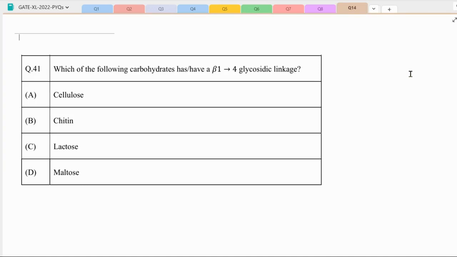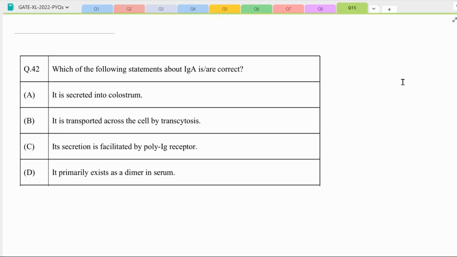Which one of the following carbohydrates has or have a beta 1,4 glycosidic linkage? This is a multi-select question, so we need to be pretty careful about the options that we choose. The correct options are A, B, and C. Maltose has an alpha 1,4 linkage. All these three, the polysaccharides and the disaccharide lactose of course, have a beta 1,4 glycosidic linkage. Moving on to the next question.